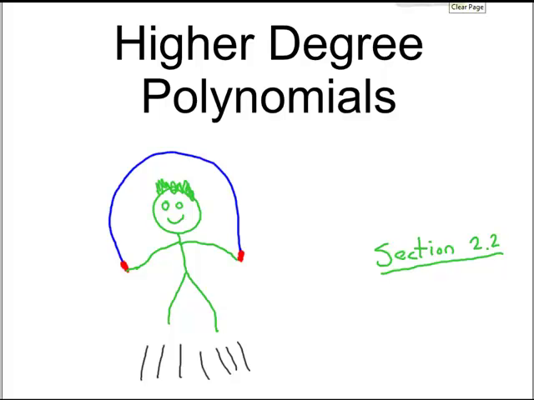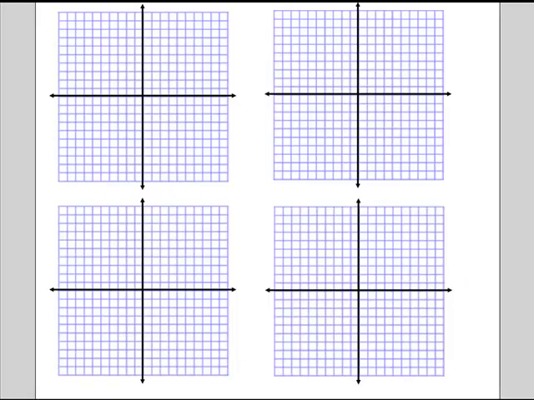Alright, higher degree polynomials, this is section 2.2. In the last section we talked about quadratics, which were just polynomials to the second power. In this section we're going to be talking about higher degree polynomials.